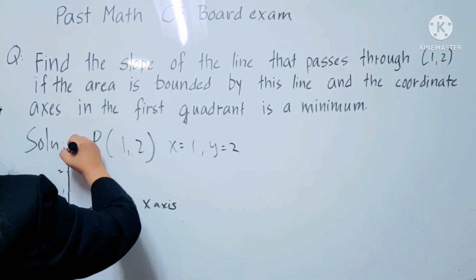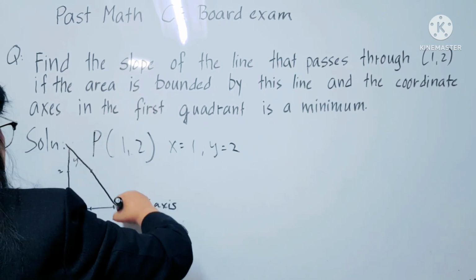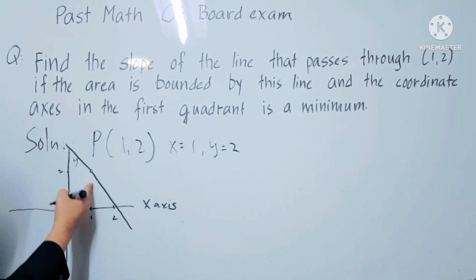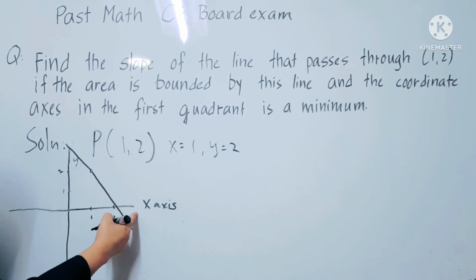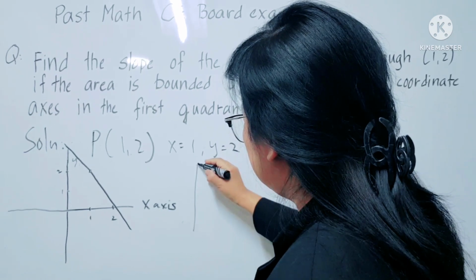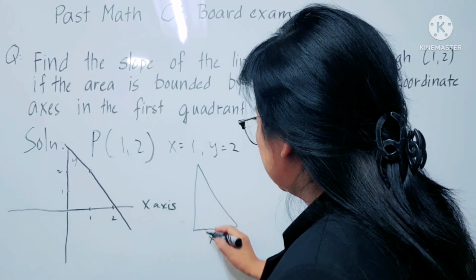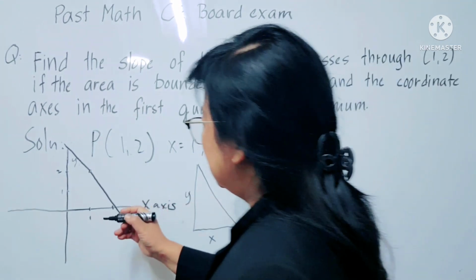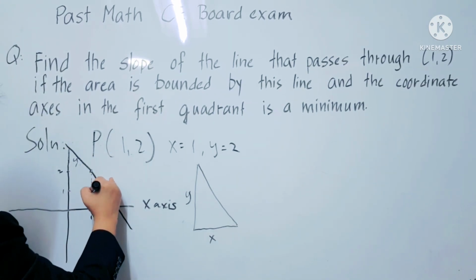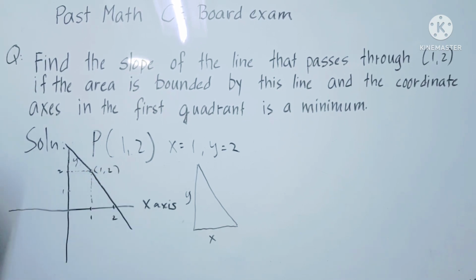So this is the line. So this is the area bounded by the slope of the line and the x and y axes. This becomes a right triangle. So this is the x, this is the y. So this point here, 1 and 2, this is the one here, and this is the one here, 1 and 2.